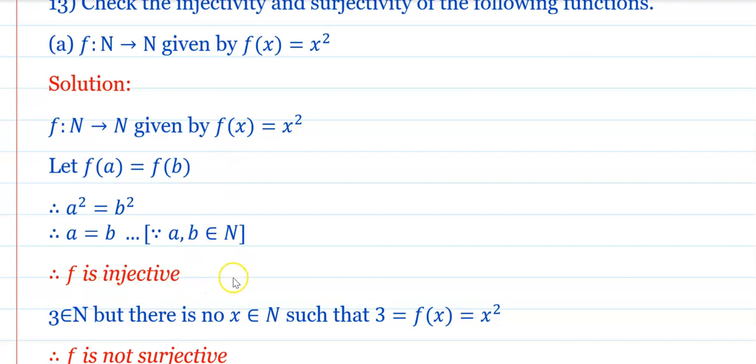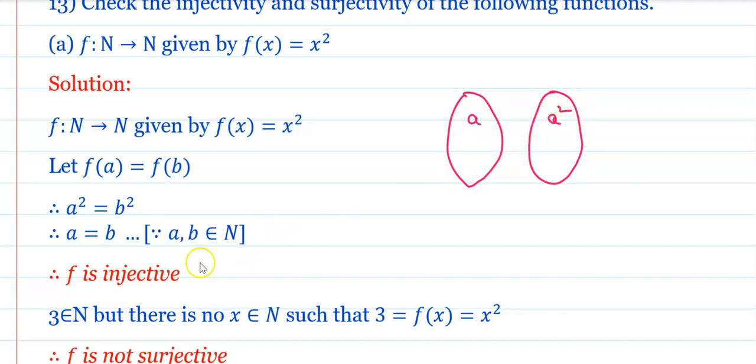म्हणून हा फंक्शन कसा आहे? तर 1 1 आहे. दोघांचे इमेजेस सारखे आहे, तर एलिमेंट सारखे आहे. Which are in the set of natural numbers. Means if I consider here the first set and this is the second set. If a is equals to b, then हा a इथे असेल, then its image is a square. Next, 3 belongs to N, but there is no x belongs to set of natural numbers such that 3 is equals to f of x, that is x square.